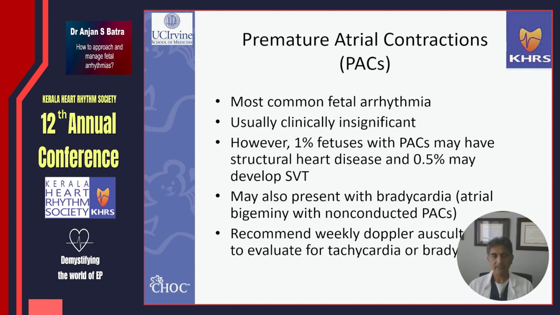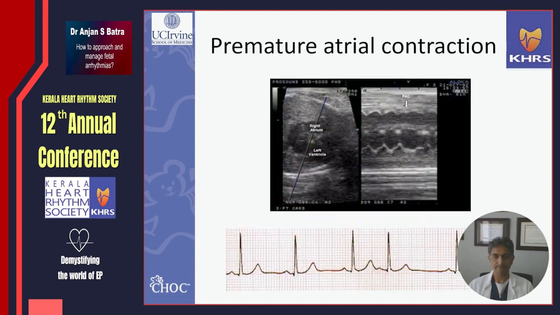If you see frequent PACs, the recommendations are to do weekly Doppler auscultation to evaluate for either tachycardia or bradycardia. The schematic above shows an example of a premature atrial contraction where the white arrow is, and what you can see is it fell in the refractory period, and in the ventricular rate below, there was no ventricular contraction and there was a pause in the ventricular rate. Very common, nothing to worry about.